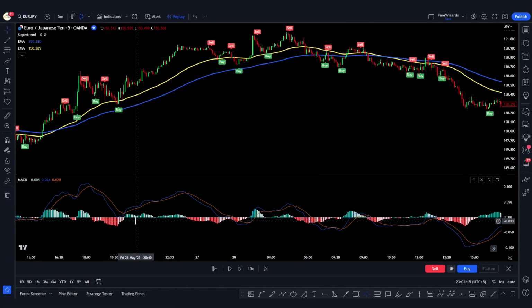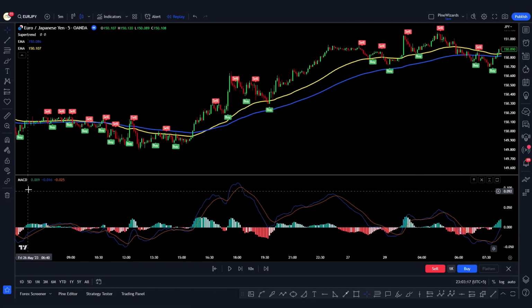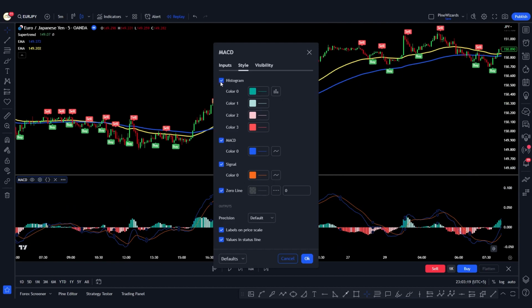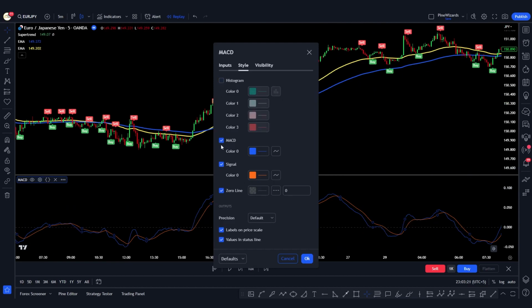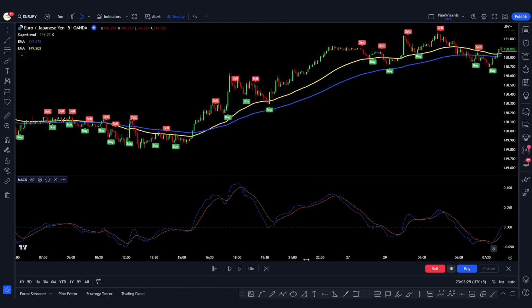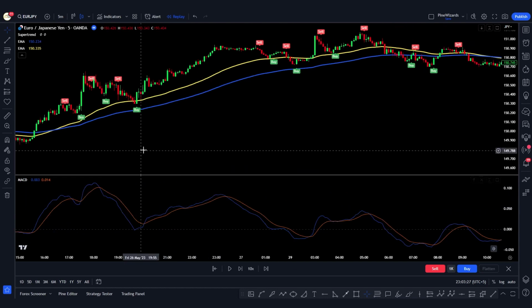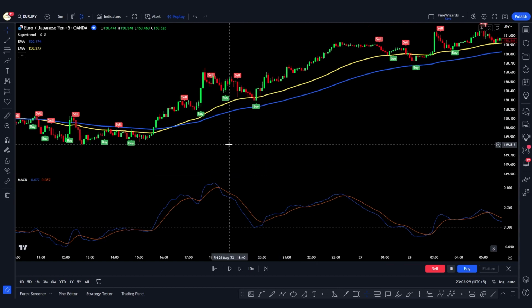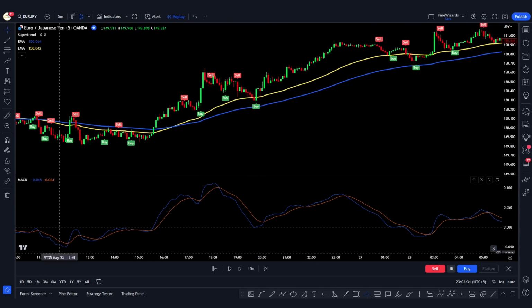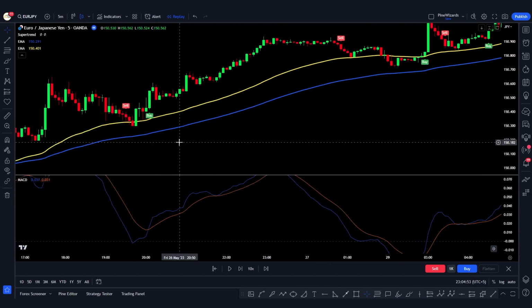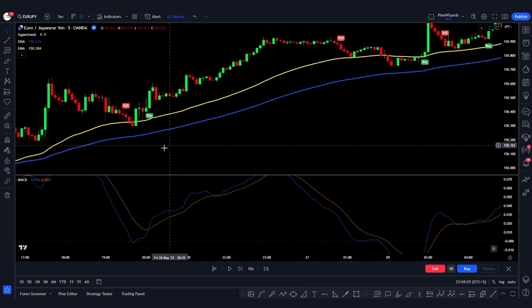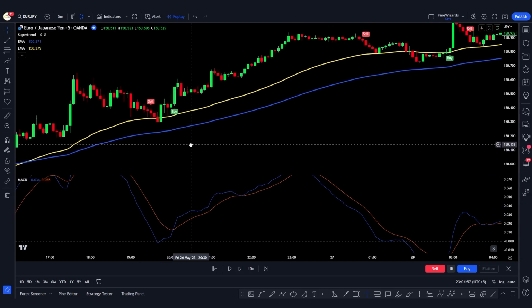Now here as well, we're going to go to our settings, and inside here we're going to turn off this histogram, and we are only going to use this MACD line and the signal line. Now let's hit OK, and as you can see, now our indicators are set up. Let's talk about the trading rules for taking long and short positions. So first of all, let's talk about the trading rules for taking long positions. The rules are as follows.